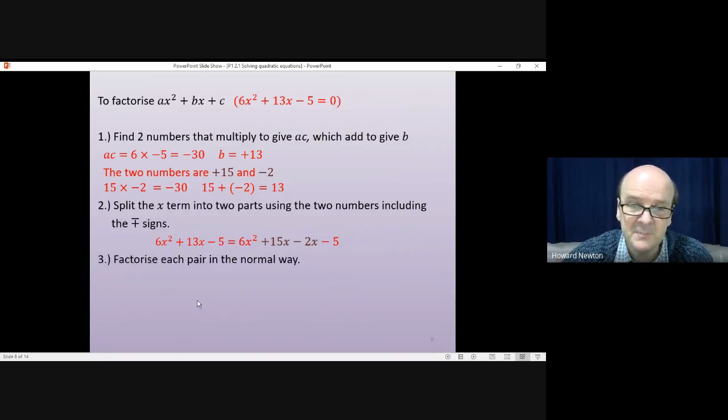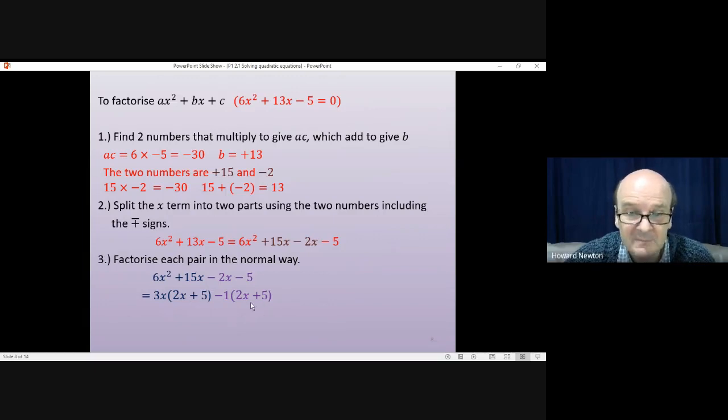We then factorize each pair in the normal way. 6x squared plus 15x becomes 3x into 2x plus 5. This second pair confuses a lot of people. You can take out 1. In fact, you really want to take out minus 1. If you take out minus 1, that'll give you 2x plus 5 inside the brackets.